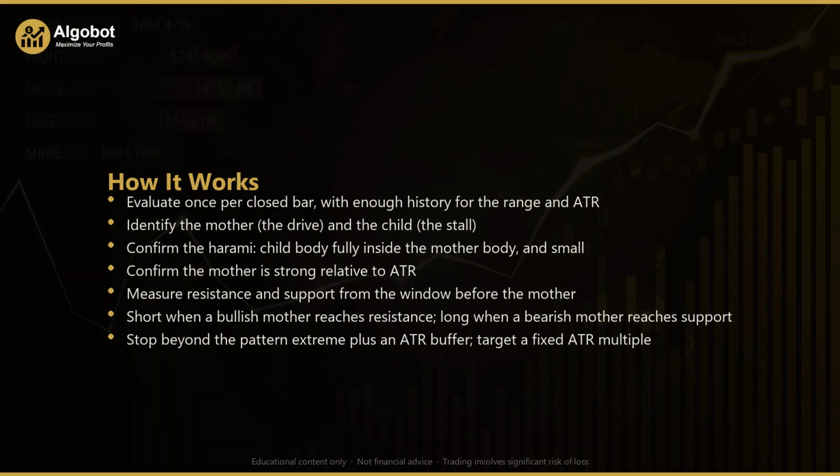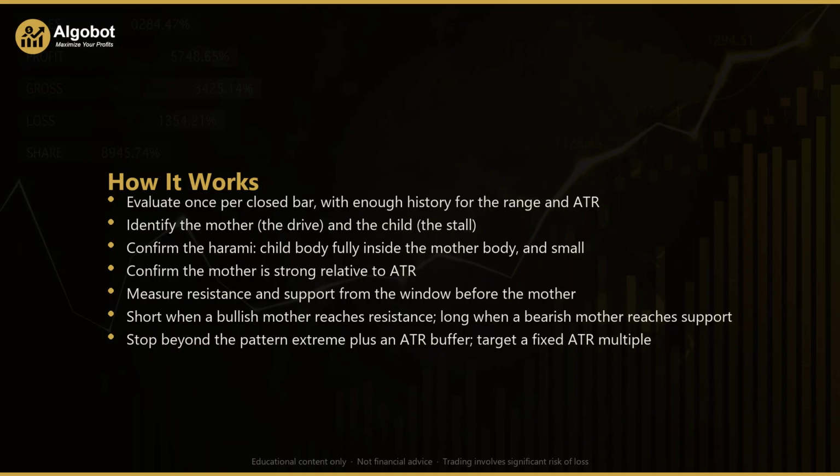Now the conditions come together. For a short signal, the strategy detects a bullish mother that pushed up and reached close to resistance, within a proximity buffer measured in ATR, followed by the Harami stall. The EA then signals a sell. For a long signal, it detects a bearish mother that pushed down and reached close to support, again followed by the Harami. The EA then signals a buy.